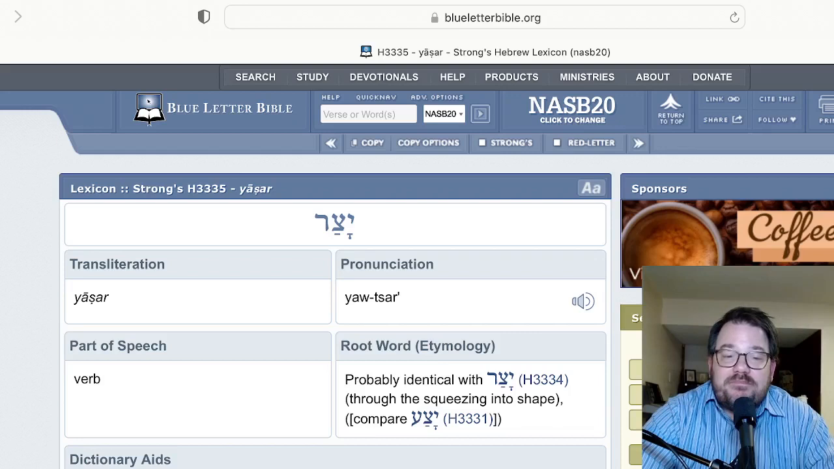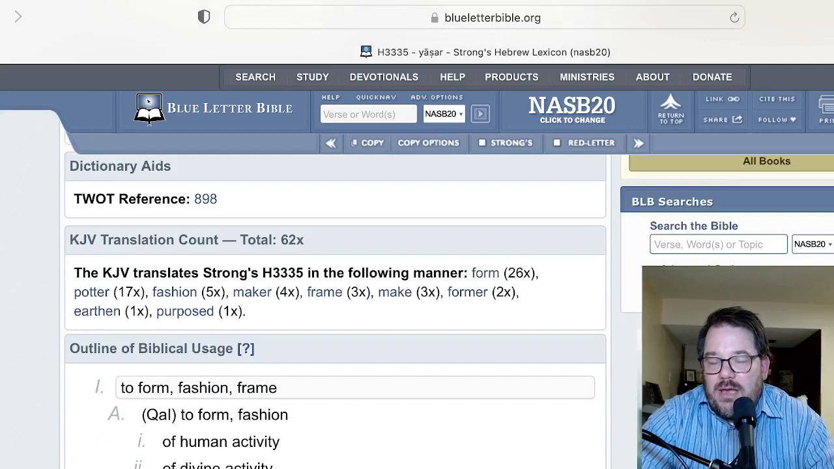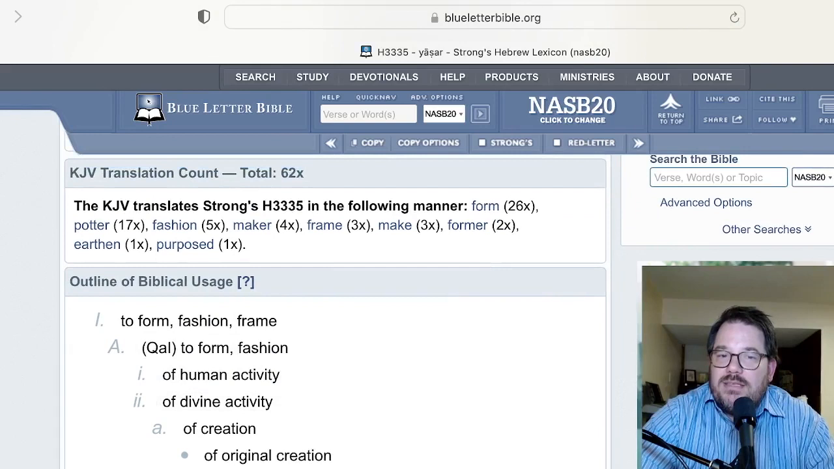It has the transliteration, so how you pronounce it using English letters, and the pronunciation. Oh, wow, they even have something you can click on, some basic information. If you need to refer to the word, especially in writing a paper, you can use the transliteration. If you know how to type in Hebrew, that's perfectly fine too. Most of this information I'm going to say just skip. Don't worry about this. Here are the different ways the KJV translates the word. It's translated as "form" 26 times, "potter," et cetera. You can kind of go through those.